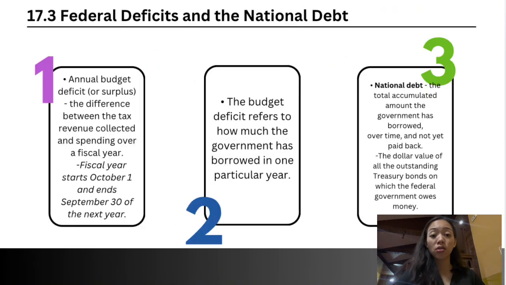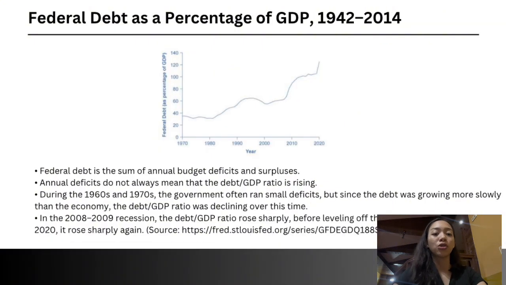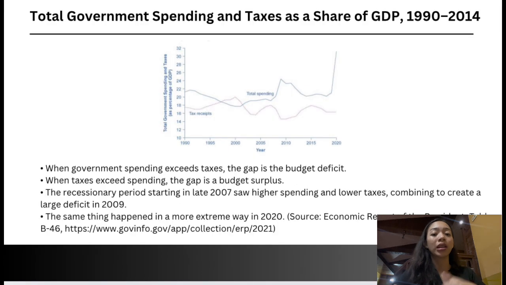So now let's talk about the federal deficits and national debts. The government manages its finances through revenue, or the tax collected, and spending, or money spent on programs like services and operations. When the government spends more than it collects in a year, it results in a budget deficit. If it collects more than it spends, there is a budget surplus.